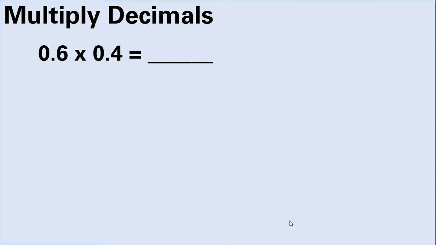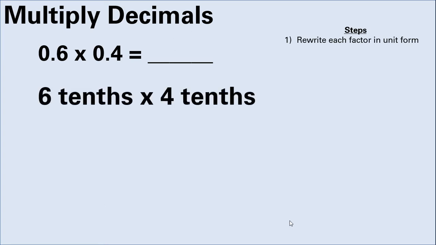So let's start with 6 tenths times 4 tenths. The first thing we're going to do is rewrite each factor in unit form. Here we have 6 tenths times 4 tenths. We put the digit and then wrote out the place value that digit is in. Next, we're going to multiply the whole numbers. 6 times 4 equals 24. Now we're going to multiply the place values. Tenths times tenths is hundredths.